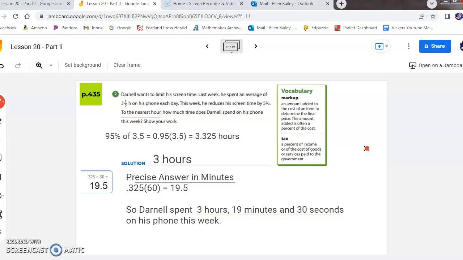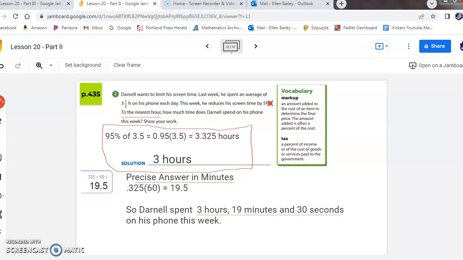All right, so it says Darnell wants to limit his screen time. Last week, he spent an average of 3.5 hours on his phone each day. This week, he reduces his screen time by 5%. To the nearest hour, how much time does Darnell spend on his phone this week? Show your work. So what I want you to do is just get this right here that I'm putting in the box.